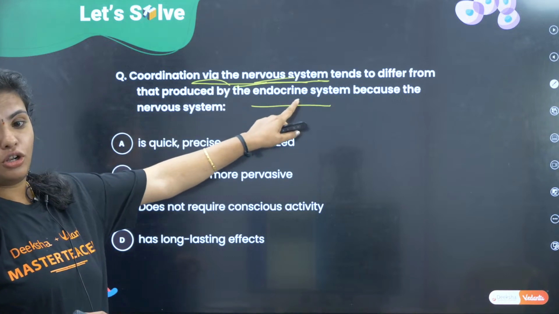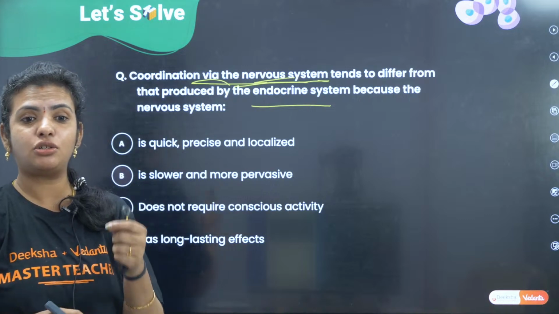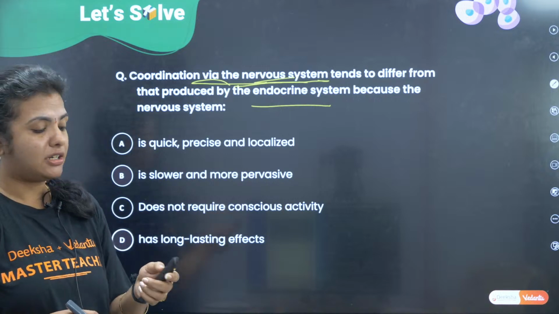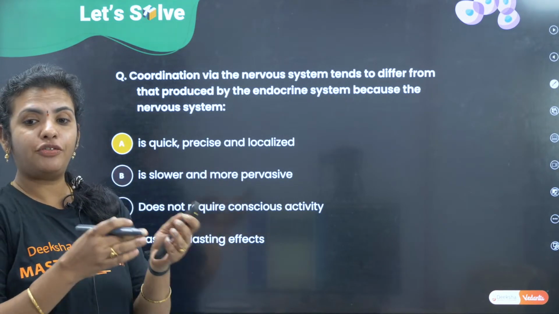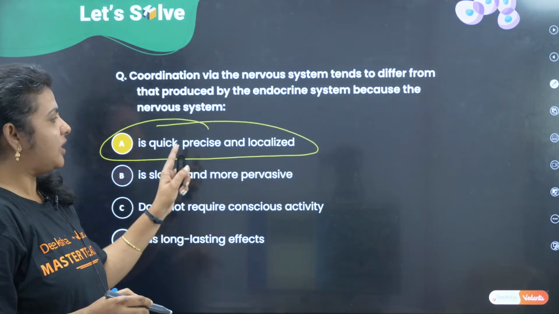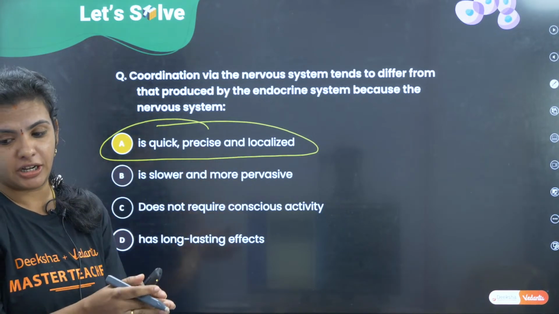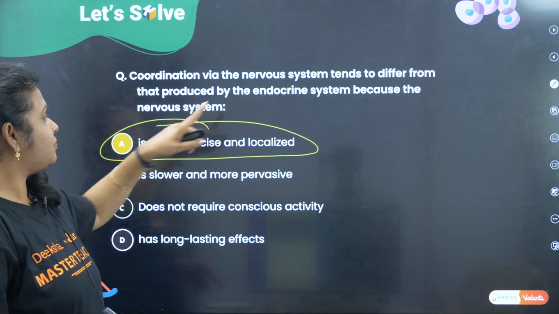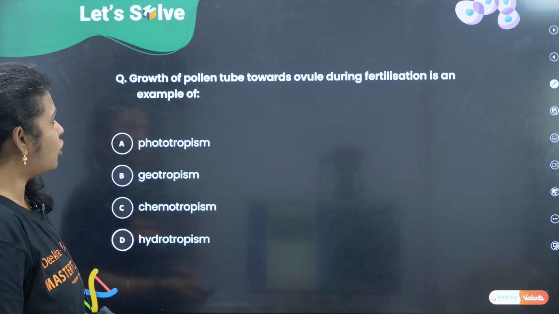All right, so when you look at both systems, the endocrine system's main function is to release hormones, which travel a longer distance to act, whereas the nervous system travels by the neurons. If you look at the signals received, here it is going to be precise, quick, and localized, very particular. So we would say that coordination via the nervous system is more quick, more precise, and more localized.